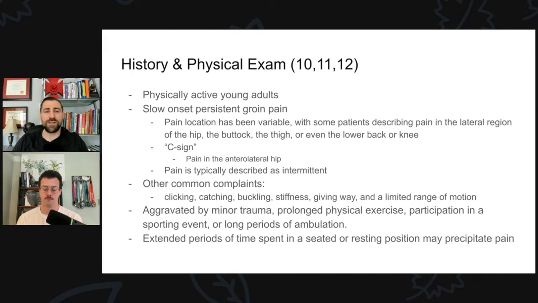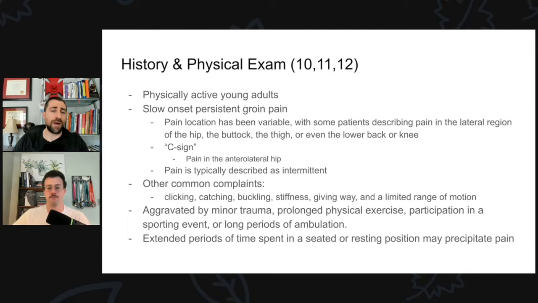And the pain is typically described as intermittent. It's not something that just hurts all of the time, right? Other common complaints associated with FAI and not just pain include clicking, catching, buckling, stiffness, giving way. And a lot of these folks will say that they're losing range of motion at the hip.